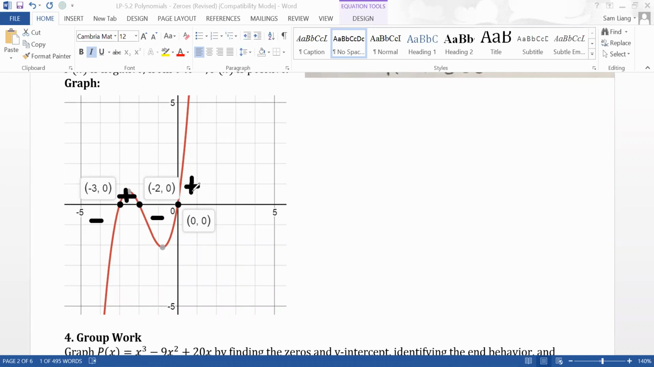And again, these are between the zeros, right? So to the left of -3, right? -3 is a 0, or an x-intercept. It's negative. Between -3 and -2, it's positive. Between -2 and 0, it's negative. And then to the right of 0, it's positive again. Okay, and then I'll draw it in.